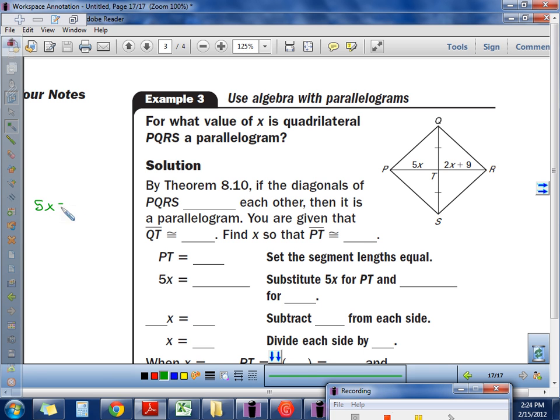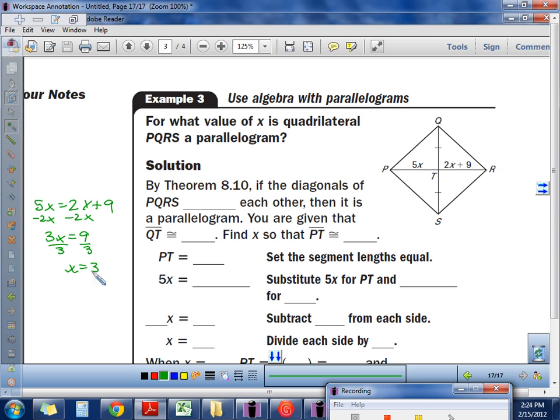5x equals 2x plus 9. Good job. Solving out. Minus 2x from each side. We get 3x equals 9. Last step would be, good, divide by 3 on each side.